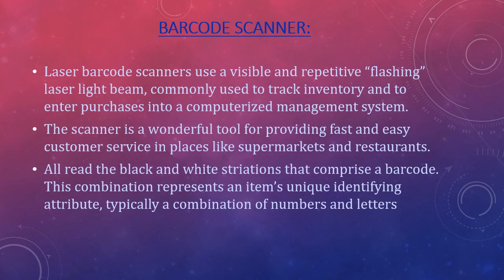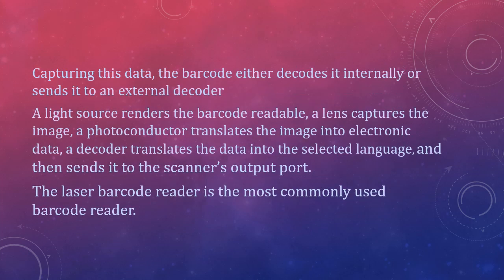They all read the black and white striations that comprise a barcode. This combination represents an item's unique identifying attribute, typically a combination of numbers and letters. By capturing this data, the scanner either decodes it itself or sends it to an external decoder. A light source renders the barcode readable, a lens captures the image, and a photoconductor translates the image into electronic data. A decoder translates the data into the selected language and then sends it to the scanner's output port.